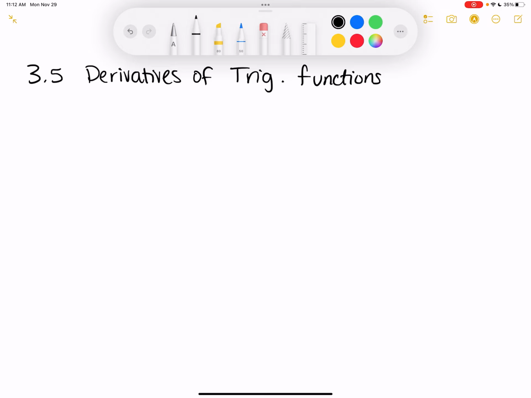So I'm going to show you the long way to find the derivative of sine, and ultimately you're going to get what the derivative of sine is, and at that point you just need to memorize what it is, not necessarily how to get there.